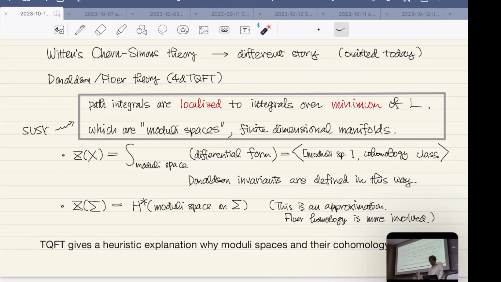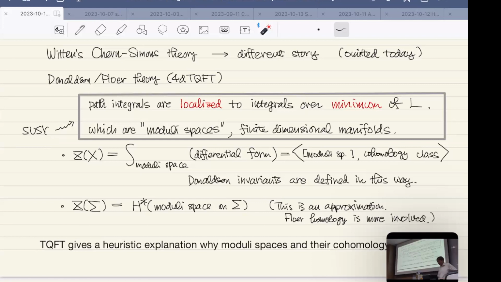Instead of the space F(x) of all fields, you get a finite-dimensional space, which is usually called the moduli space. It is because usually the minimum of L satisfies some partial differential equation, and the space of solutions of a partial differential equation is usually finite-dimensional. So anyway, by some miracle of supersymmetry, you get an integral over a finite-dimensional space instead of an infinite-dimensional one.